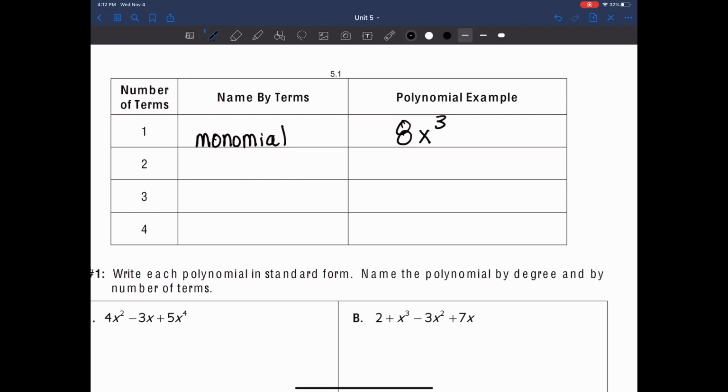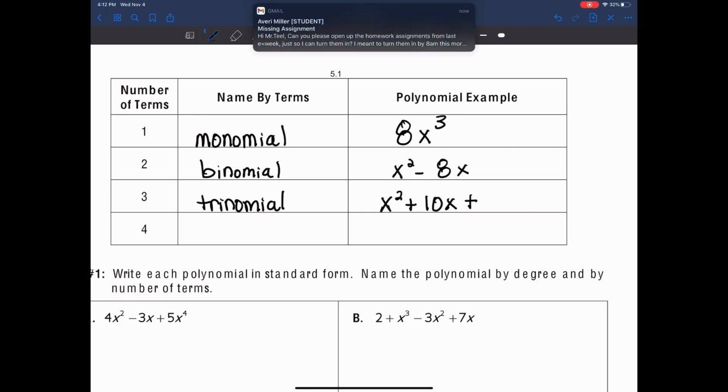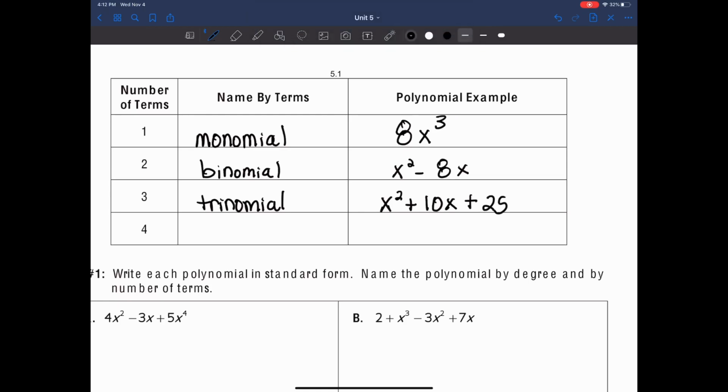What if we have two terms? We refer to that as a binomial. So an example of a binomial might be x squared minus 8x. Notice how there are two terms. What if we have three terms? This is referred to as a trinomial. And again, a trinomial has three terms. So for example, maybe x squared plus 10x plus 25.